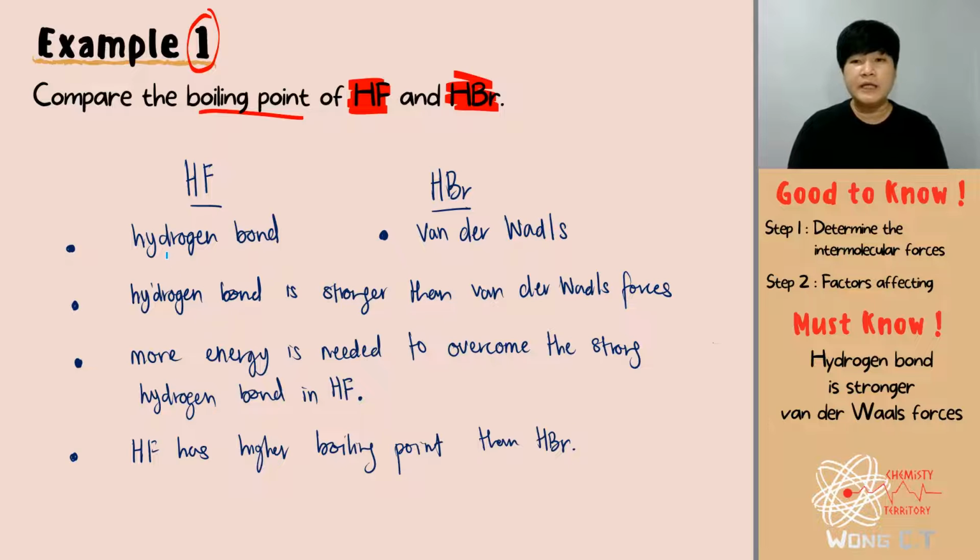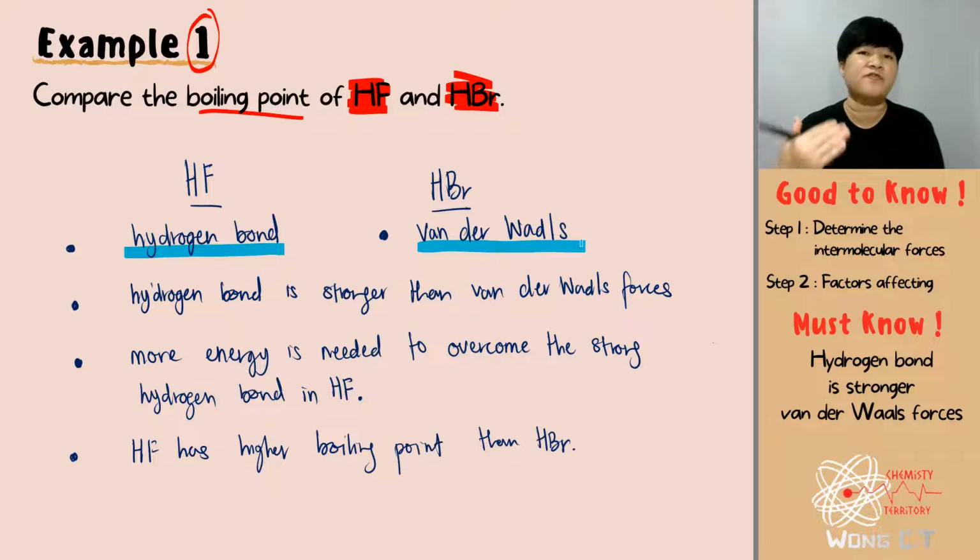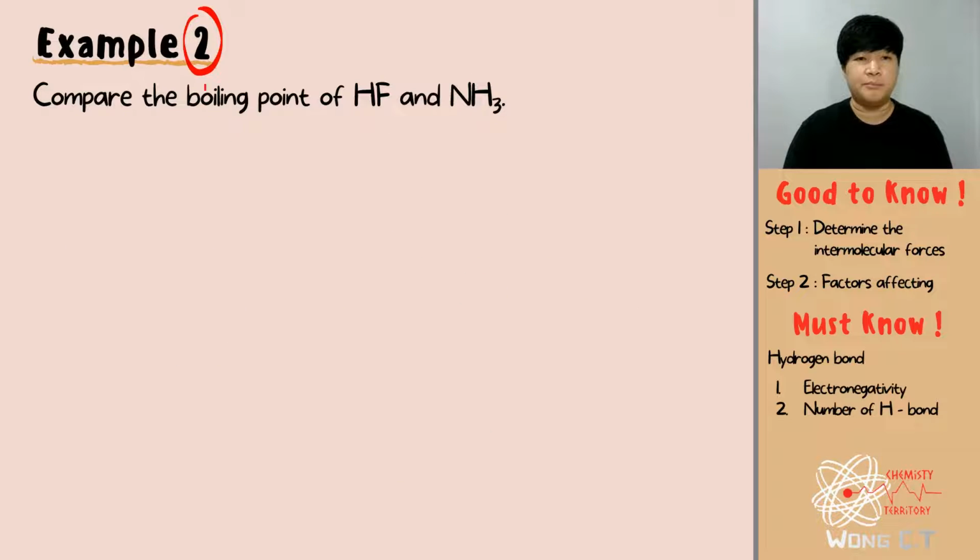Therefore, at the very beginning, it's very important to identify the type of intermolecular forces for the compounds that you're comparing. If you can identify the type of intermolecular forces for HF correctly and for HBr correctly, then you can straight away explain the factor affecting both of the compounds in terms of boiling point. Next, for the second example, we are comparing the boiling point of HF again, but in this, we are comparing the HF that I have over here with ammonia, NH3.